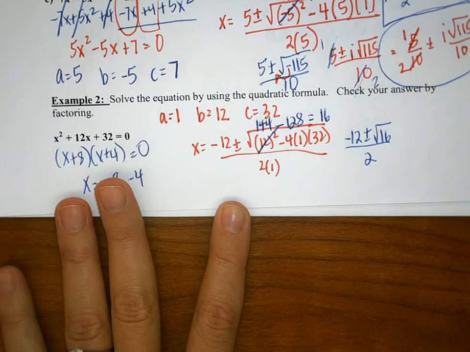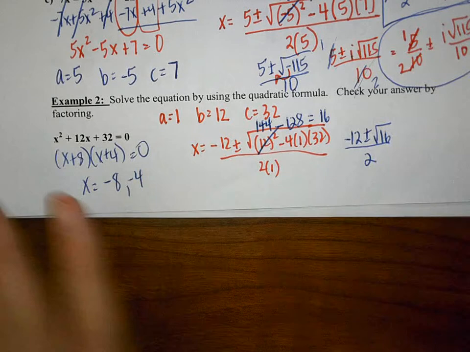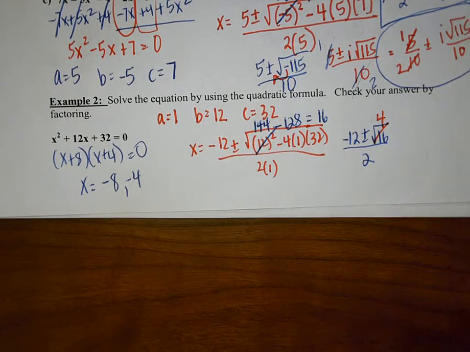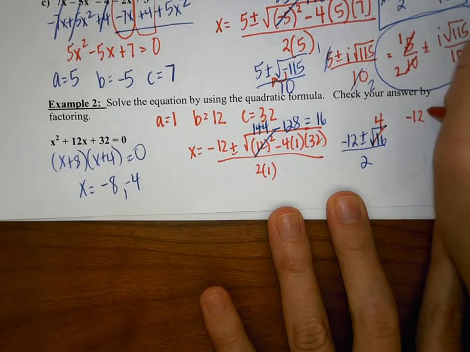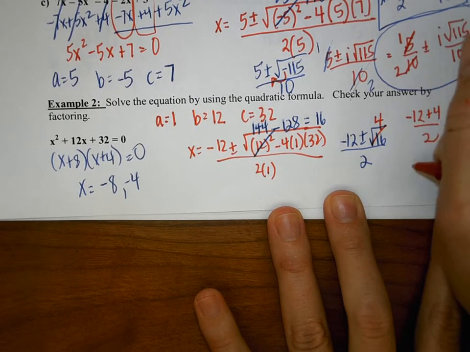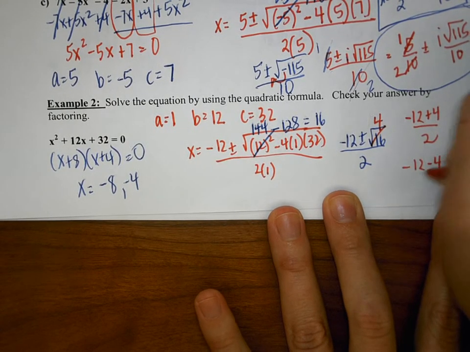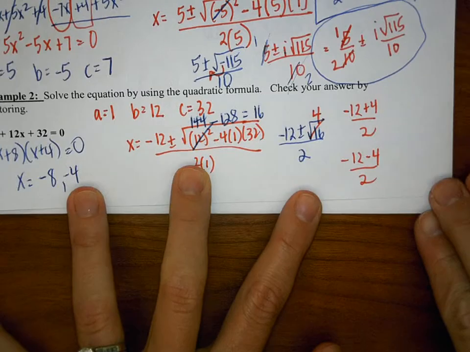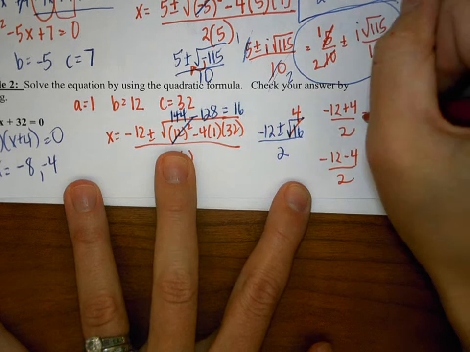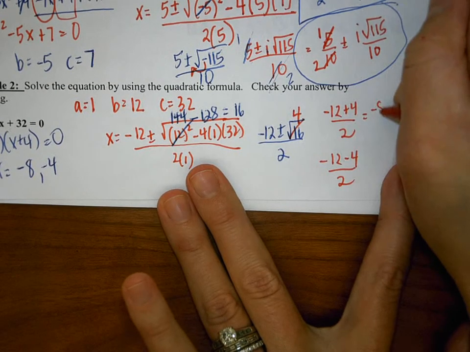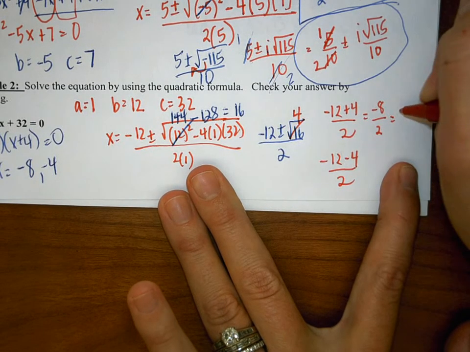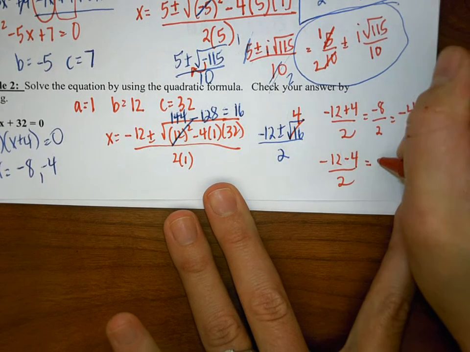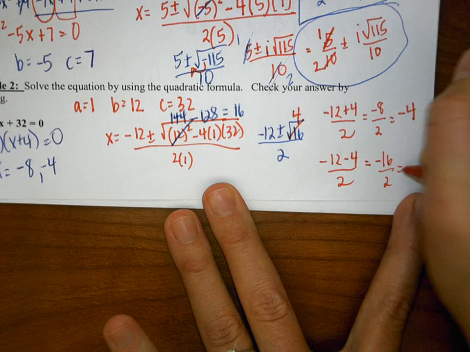What is the square root of 16? 4. Okay, so since I have no roots, I'm going to write two separate equations. We have negative 12 plus 4 over 2 and negative 12 minus 4 over 2. What's negative 12 plus 4? Negative 8. Good. Negative 8 over 2, which reduces to negative 4. Negative 12 minus 4 is negative 16, divided by 2 makes negative 8.